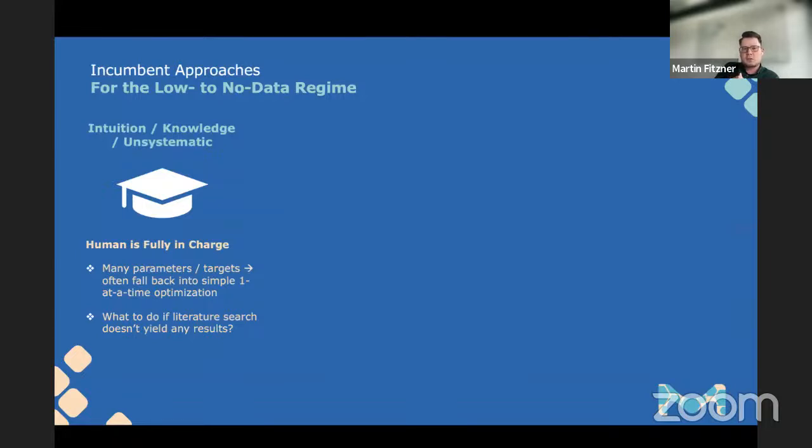So what are the incumbent approaches for the low to no data regime? Of course, there's kind of the default way, which is human intuition or human knowledge. It has obvious downsides, like what do you do if you have so many parameters or multiple targets? No human is really good at optimizing that, and you fall back into simple methods where you change one thing at a time. And humans also do these similarity or literature searches, for instance, in healthcare problems. Also, what happens if you don't succeed in that? If there's nothing, what if your experiments just don't work? What do you do then? It often ends up in an unsystematic kind of work. Yeah, so that's not, as you can guess, really good.